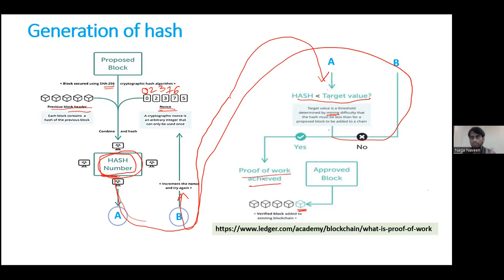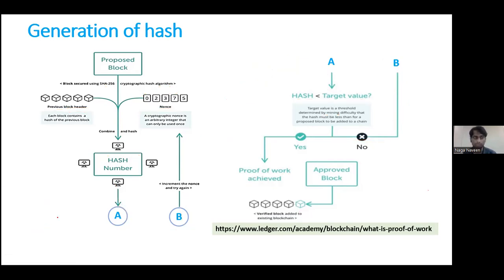So with the help of this explanation, I hope that everybody has understood that generating a hash or validating a block is not a simple task. It is like going through a number of iterations to find the correct hash, which is less than the target value, which will achieve the proof of work. We can simply say that this is a kind of complex mathematical puzzle which needs to be solved to find a correct hash, right? So this is the flowchart of doing so.